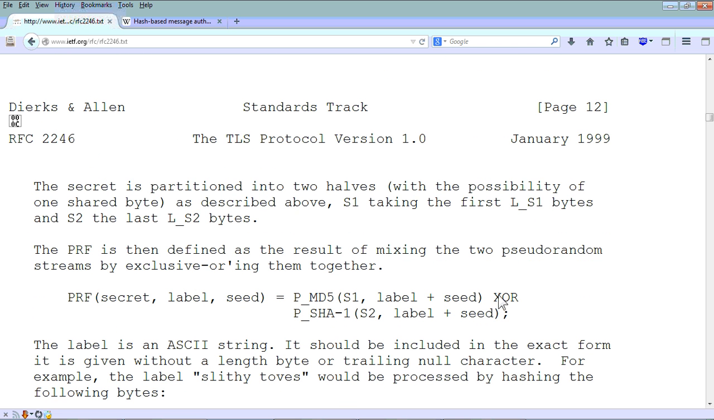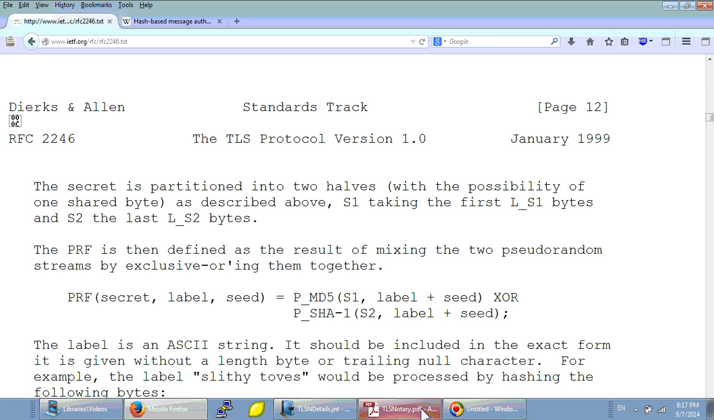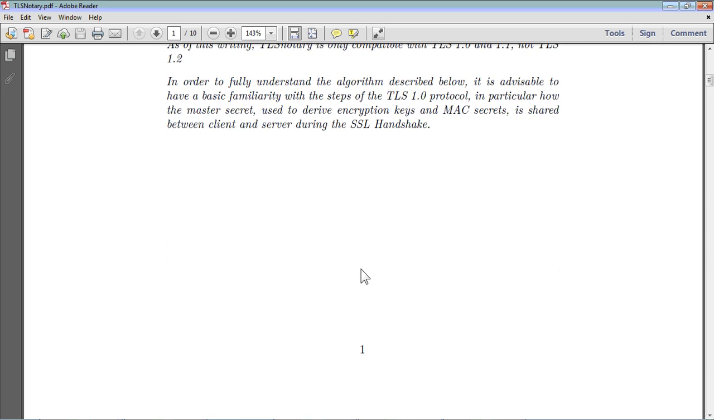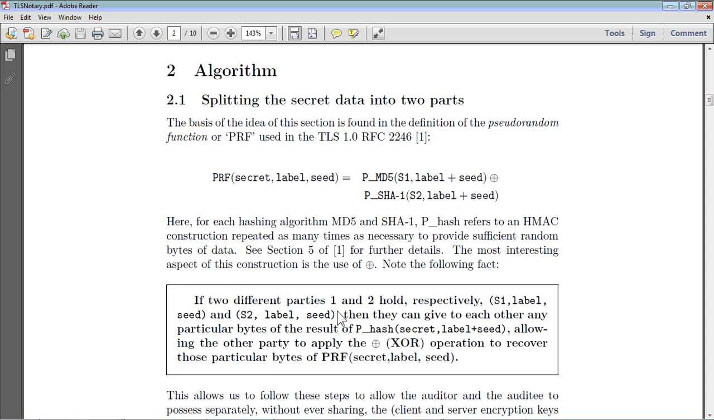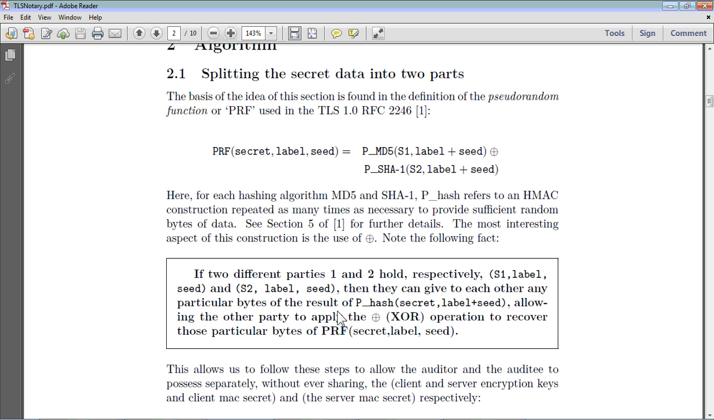is to XOR. Okay, so this equation is so important that I put it sort of pride of place in the main algorithm documentation. This is the algorithm here. So using that p that we just looked at, we do pMD5 XOR p-SHA-1. So this, as I've explained here, is a very critical property which we exploit in TLSNotary.